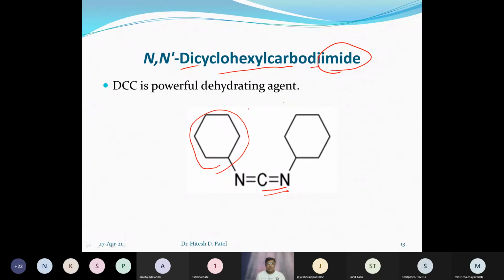carbodiimide. Now in this compound, what is the characteristic? This compound has the characteristic of a dehydrating agent. Dehydrating agent means it has a tendency to absorb water. When we say the tendency of this compound to absorb water, it means during the reaction, whenever water is generated, that water will be trapped by this compound. This type of compound is known as a dehydrating agent.